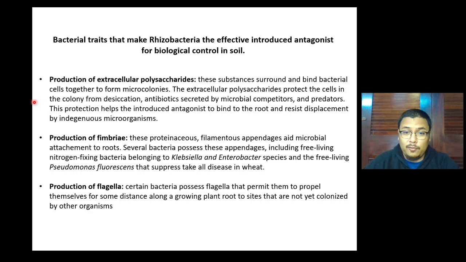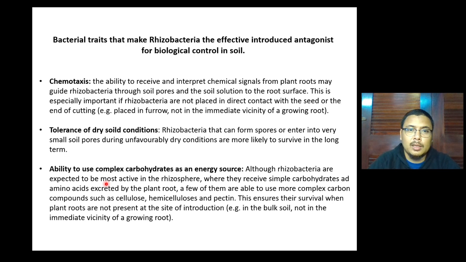Next is the production of flagella. Certain bacteria possess flagella that permit the bacteria to propel themselves for some distance along growing plant roots to sites that are not yet colonized by other organisms. So as a good rhizobacteria antagonist, they can move from one area to another. So this is good if they have flagella.